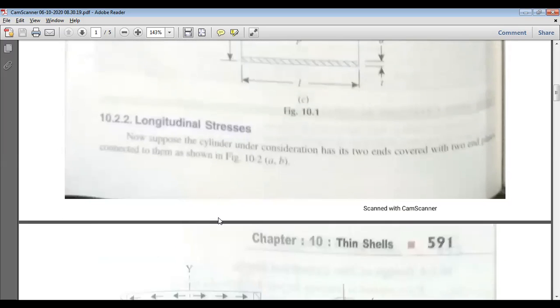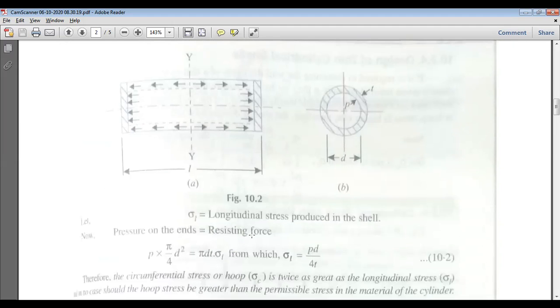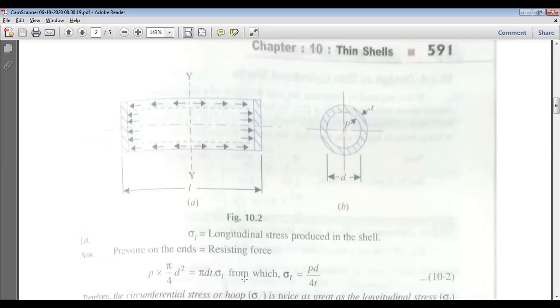Now we come to the longitudinal stresses. Another type of stress will be developed along the length, and they are called longitudinal stresses. We can see again that the longitudinal stresses are in the length direction, all along the length. This can be calculated as sigma L, the longitudinal stress, equals P into pi by 4 d square, because P is the pressure exerted by the fluid on the walls of the shell.